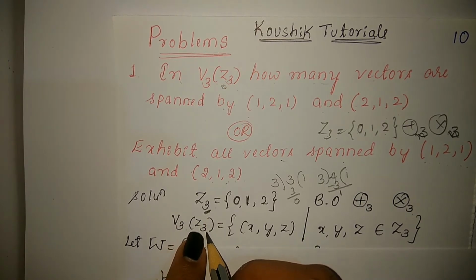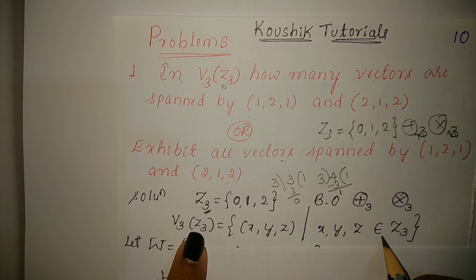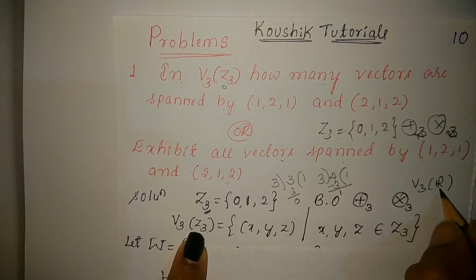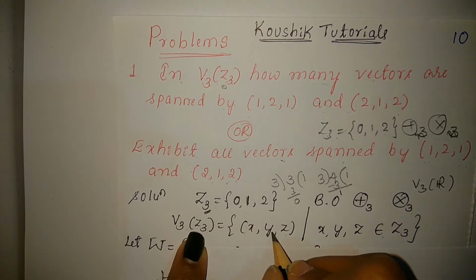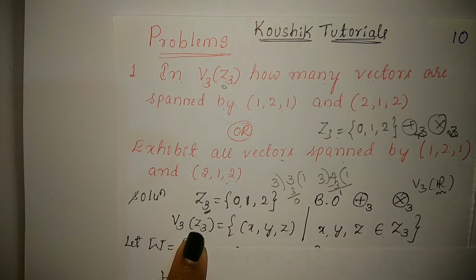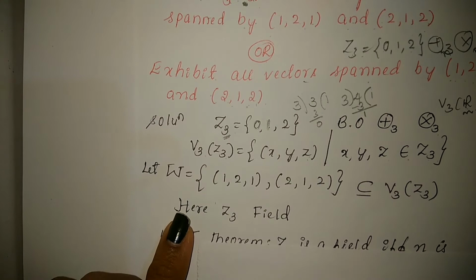Then V3 of Z3 is nothing but the set of all triplets (X, Y, Z) such that X, Y, Z must be in the set Z3. If we have V3 of R, then this is the set of all triplets where X, Y, Z must be from the set R. Is it clear? So now let us take the remaining.